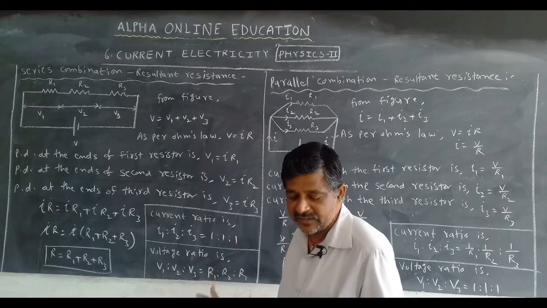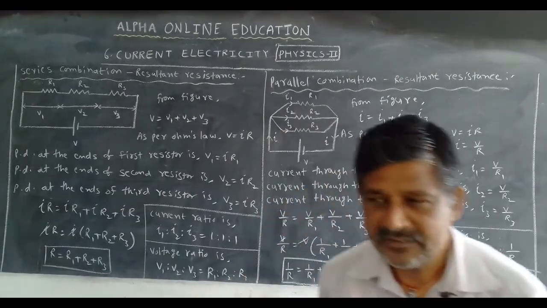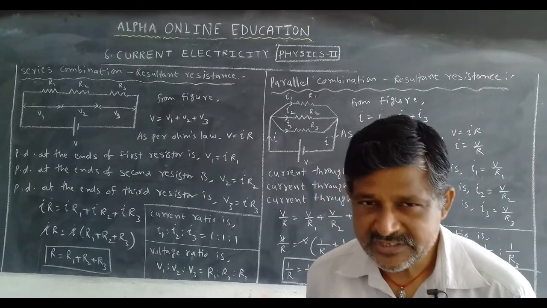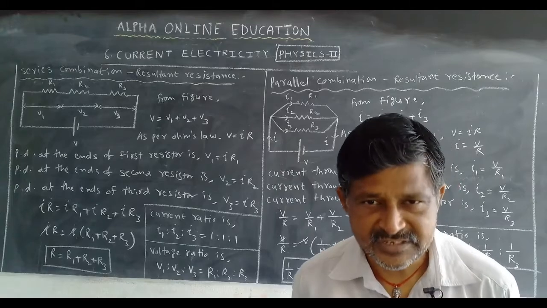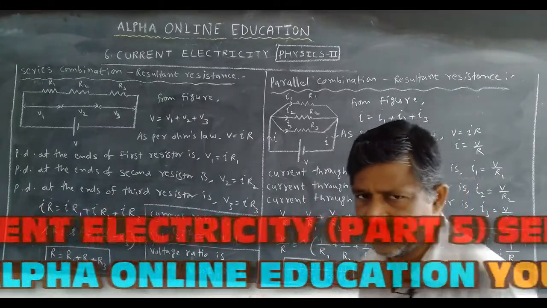These two are very, very important for 2 marks. What is the current ratio? I1 is to I2 is to I3 is 1 is to 1 is to 1. And the voltage ratio V1 is to V2 is to V3 is equal to R1 is to R2 is to R3 in the series. Is it clear?